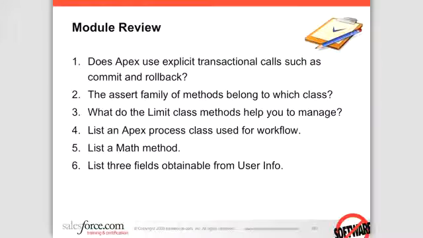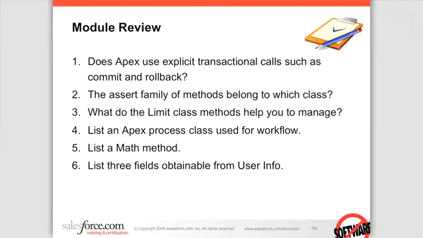All right. What I'd like to do then is to do our module review. So does Apex use explicit transactional calls such as commit and rollback? This one is a trick question since it's 50% true and 50% false. So yes, Apex does use explicit calls for rollback. Apex does not use explicit calls for commit. Okay, there's the implicit commit at the end. The assert family of methods belongs to which class? The system class. Very good, the system class.